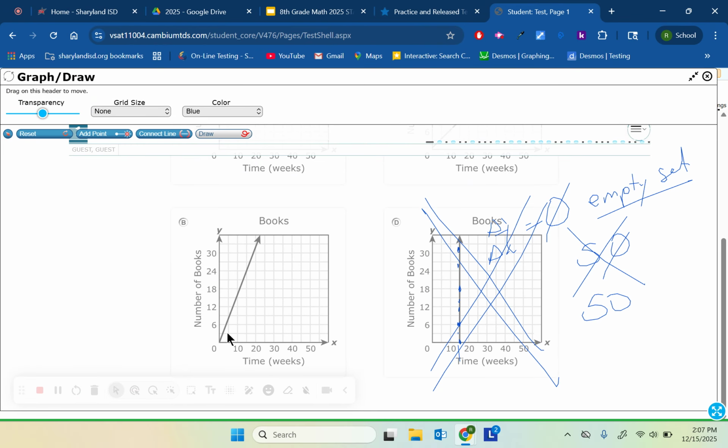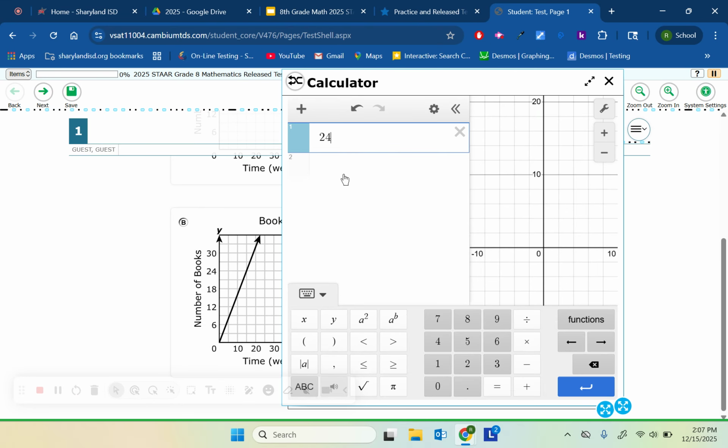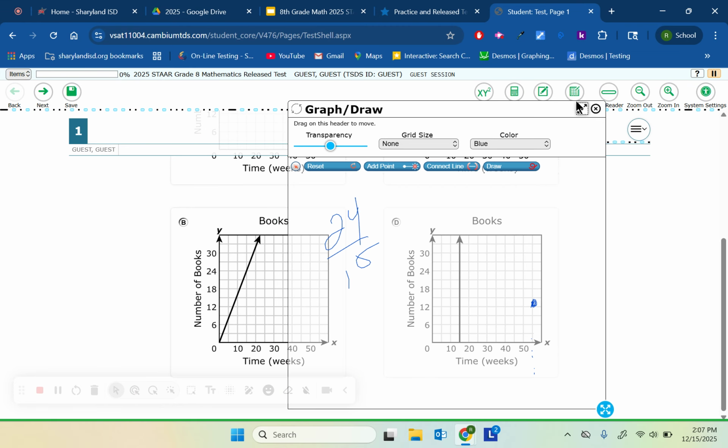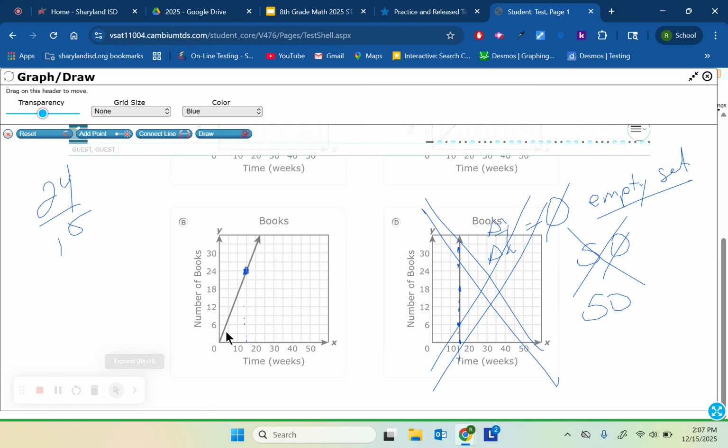And if I look at this at 15 weeks, I'm where? At 24 books. And if I get my calculator out and I type that in, 24 divided by 15, I get 1.6 or 8 over 5. And that's my rate of change, 8 over 5. So let's look at it here. Here's my 8 right around here. I'm sorry, 8 over 5.